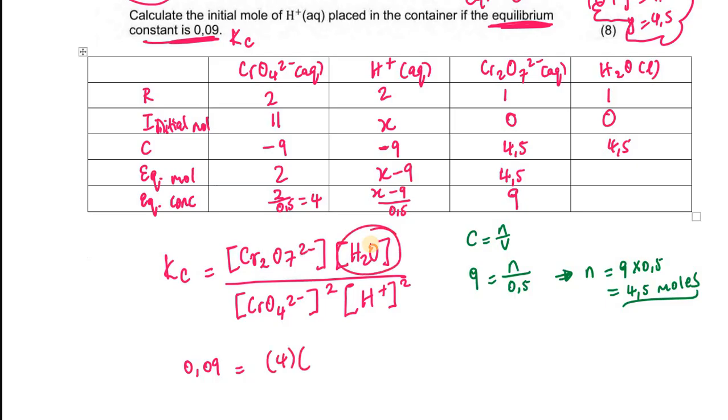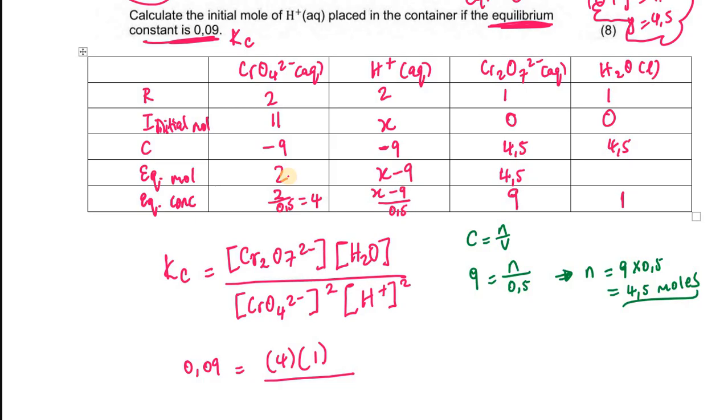What about the concentration of H2O? Guys, remember that H2O is a liquid, so for the concentration we just put 1. Remember, for solids and liquids, the concentration we just put 1. And then for Cr2O7 2 minus, which is this one here, the concentration.